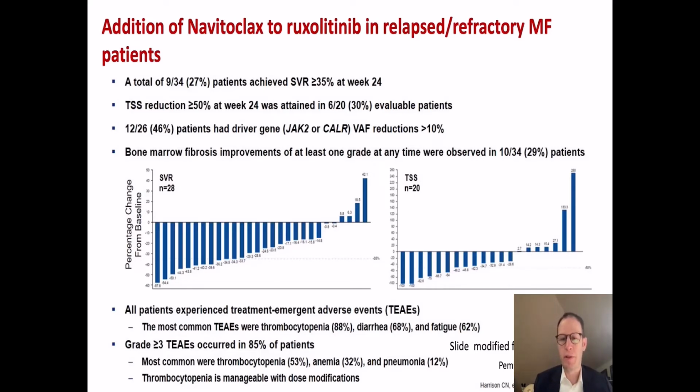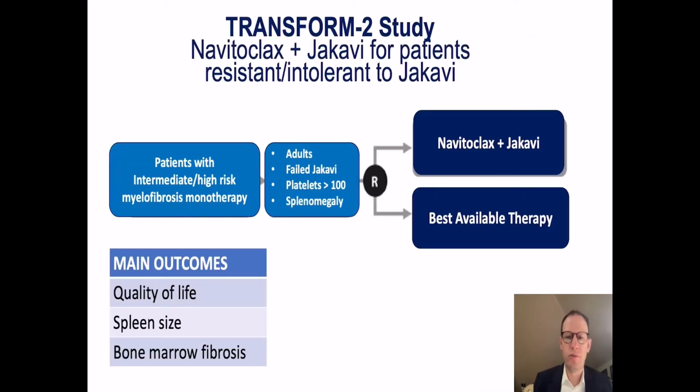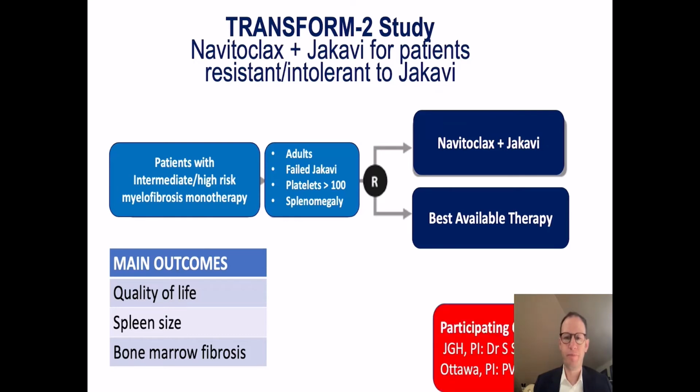Okay, so in these patients typically you would see the spleen going up in time, whereas here, when treated with this drug, they seem to get better. And here is reduction in the symptoms as well. So in other words, an improvement. Okay, so that has led to a phase 3 study, the Transform 2 study. Okay, so in this trial, patients received either navitoclax and Jakavi versus best available therapy. So these are all patients who have high risk myelofibrosis, who have failed Jakavi, and they have to have platelets above 100, and they have to have a big spleen. Okay, and the main outcomes of this study are quality of life, spleen size, and bone marrow fibrosis. Okay, and this study is available in Ottawa as well as the Jewish Hospital in Montreal.